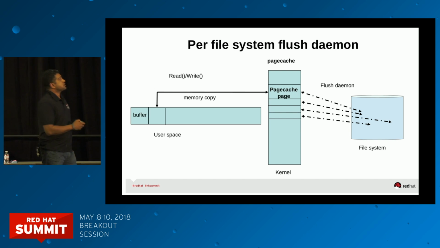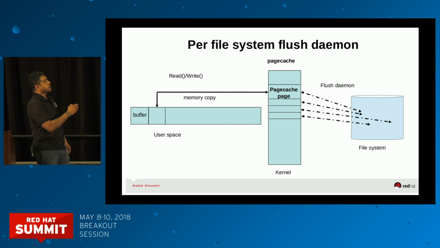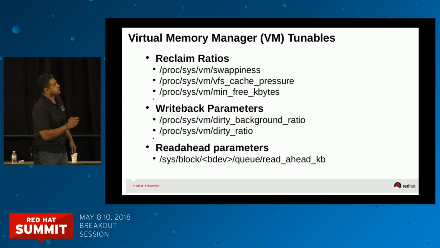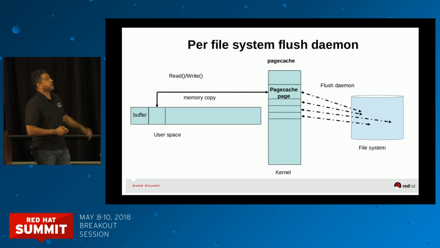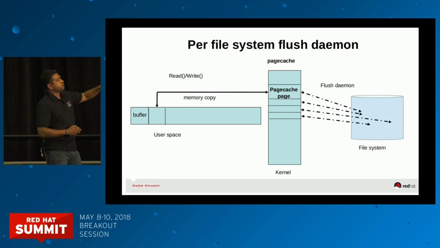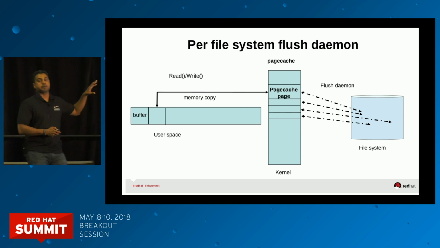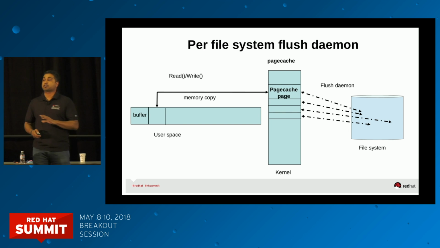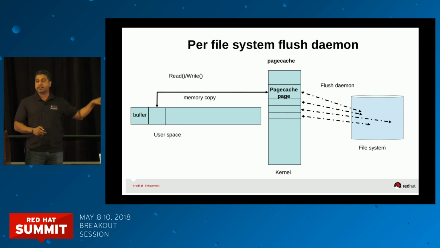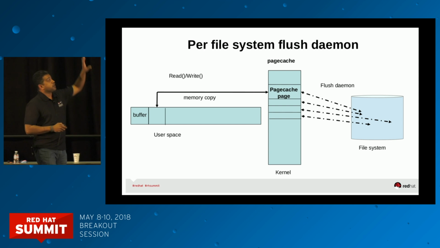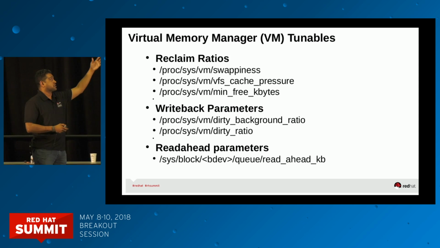This is the per file system flush daemon. I'm going to talk about the swappiness and the background ratio, because the per file system flush daemon does not apply that much to databases if you're typically using direct I/O. This is only applicable to databases that tend to use the file cache. And in order to tune this, actually, the follow-up is on the next page.